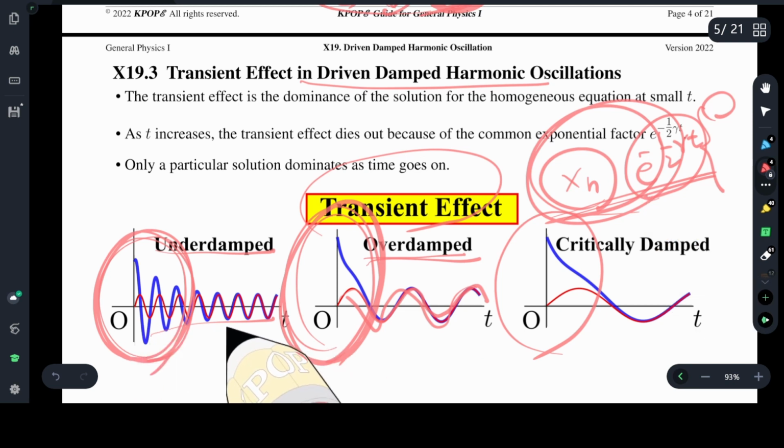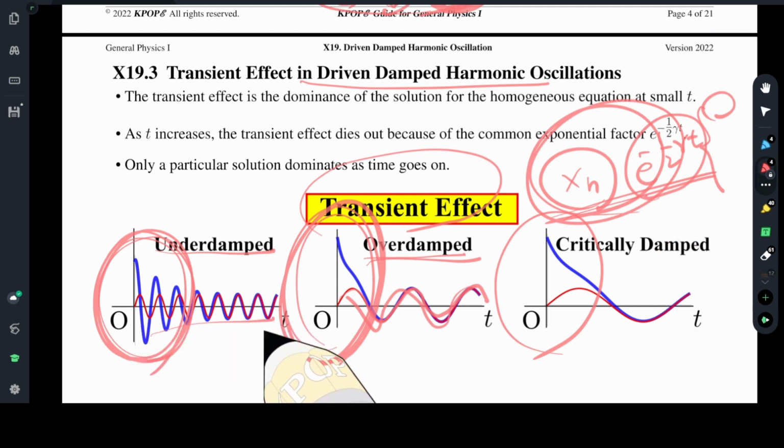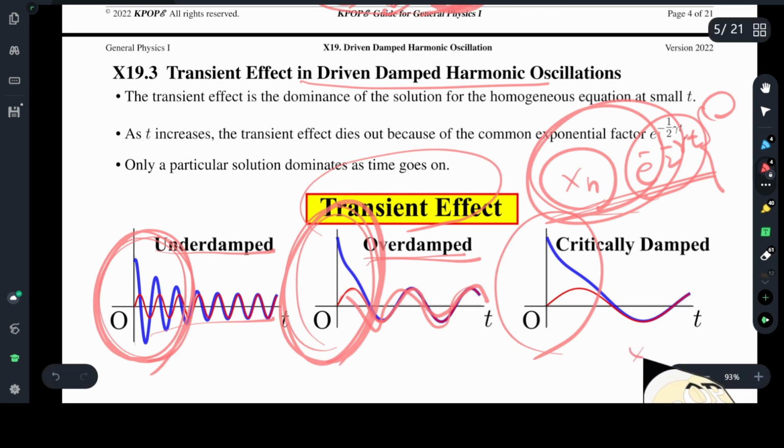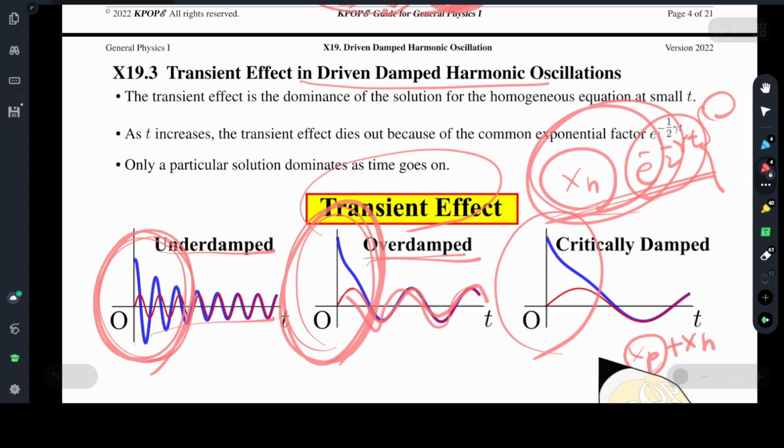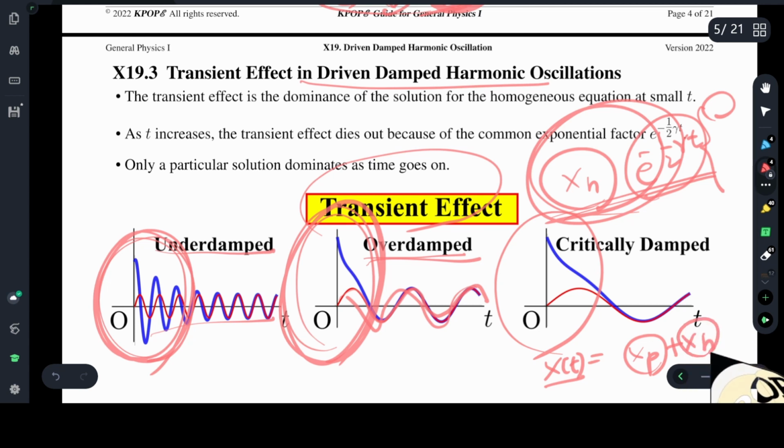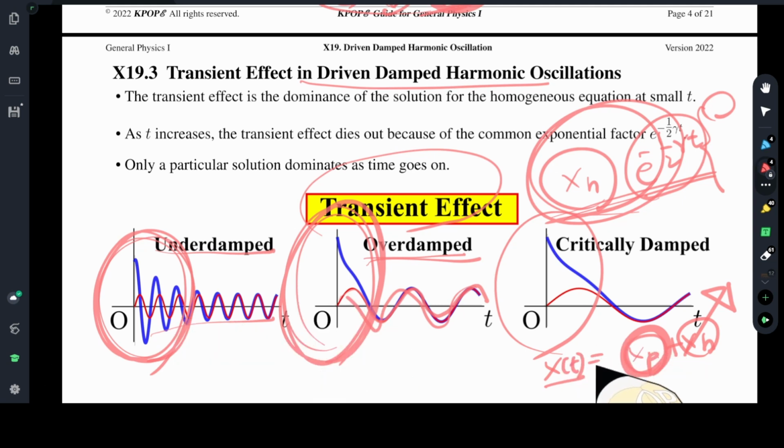the solution converges to the solution with the particular solution. So it's better to say the red one is the particular solution. So the particular solution plus a solution for the homogeneous equation is the general solution. But as t goes to infinity, this contribution disappears and only the particular solution, a sinusoidal one just like the driving force, survives.